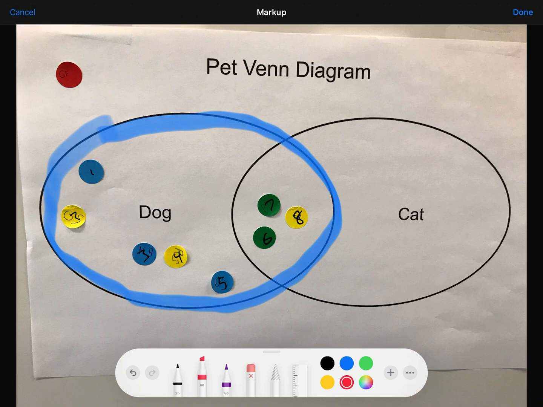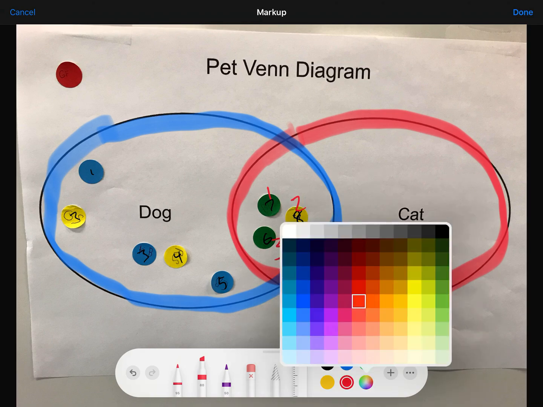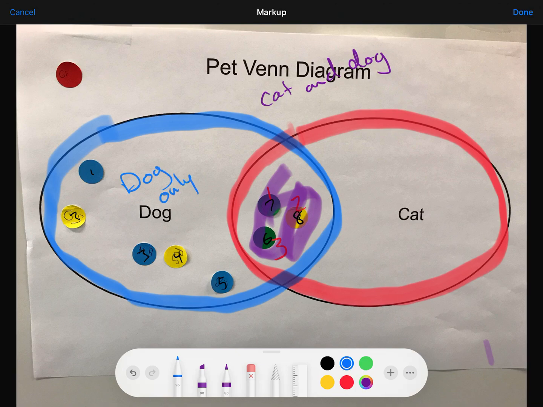But what's really nice about the Venn diagram for this part is I still offer the cat part. And the cats, I have 1, 2, 3 people that have cats. So what's really nice is this middle section, and I'm going to label it purple because that's where blue and red meet. That section right there is my cat and dog group. This is dog only, and this is cat only.